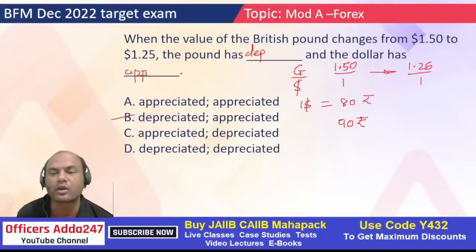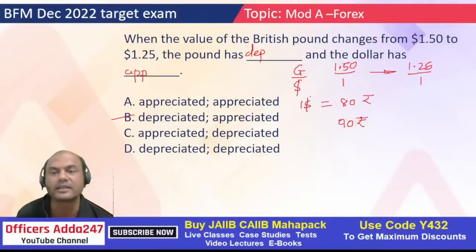Who has depreciated, rupee or dollar? Earlier $1 was 80, now $1 equals 90. So who has depreciated now? Rupee has depreciated or dollar has depreciated? Correct. Rupee has depreciated, because to buy $1 earlier I required 80 rupees. Now to buy $1 I require 90 rupees.